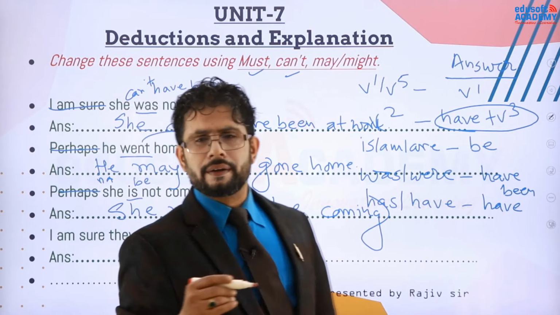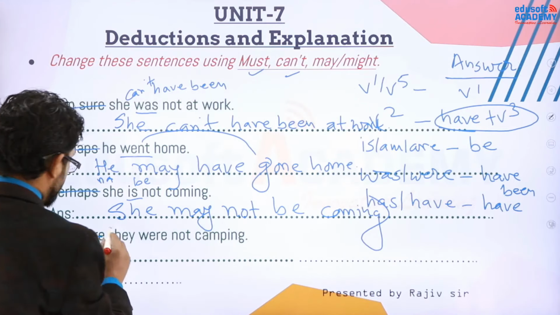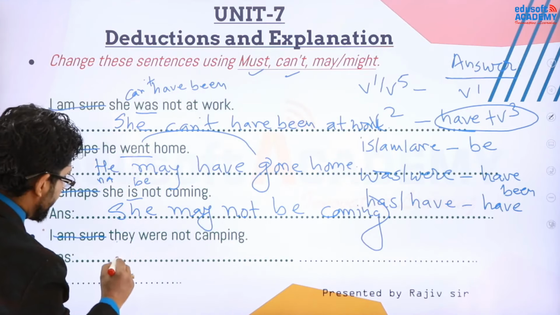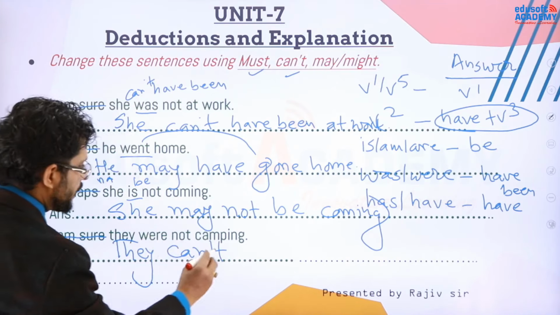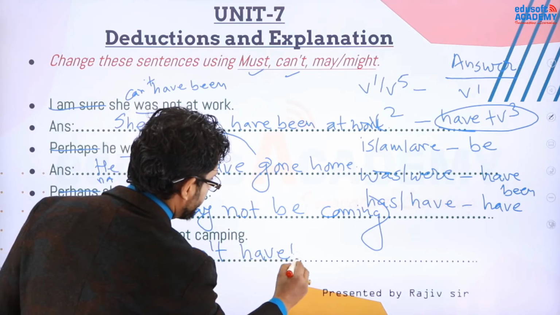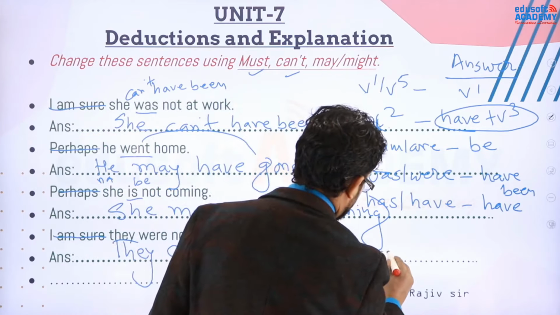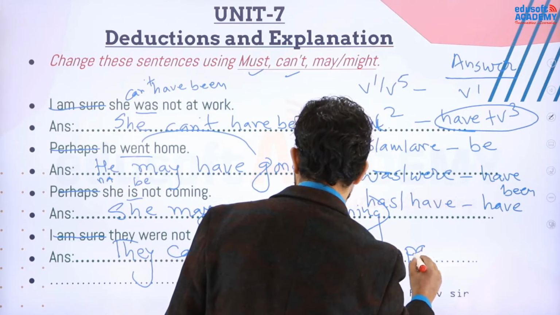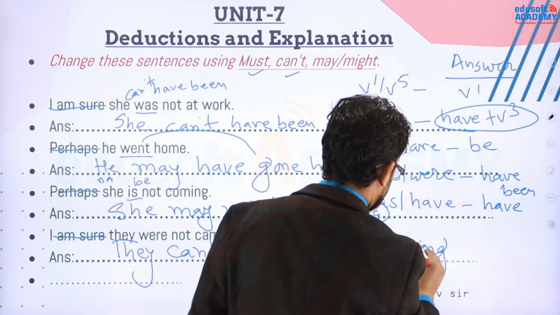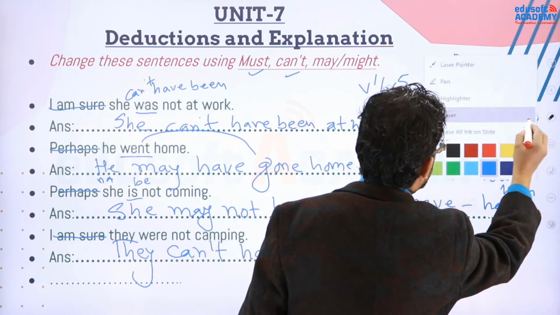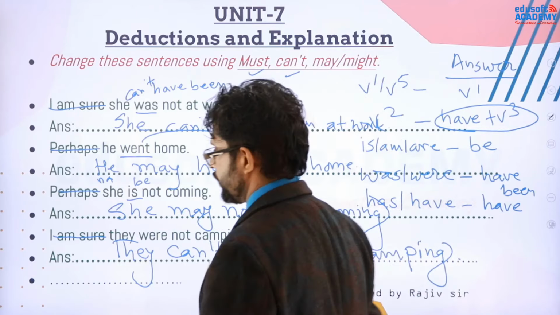I'm sure they were not camping. How are we going to write? I'm sure is there, and after that there is a negative sentence, so we write they. It is a negative sentence, so we are going to write can't. Were changes into have been. They can't have been camping. Okay, let me erase it. And let me select the pen. Camping. Is it clear to everybody?